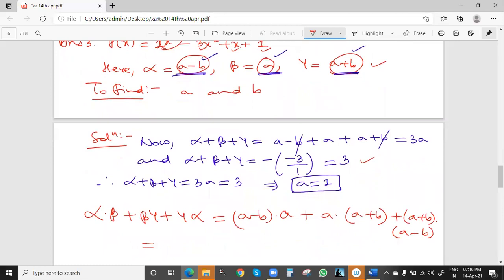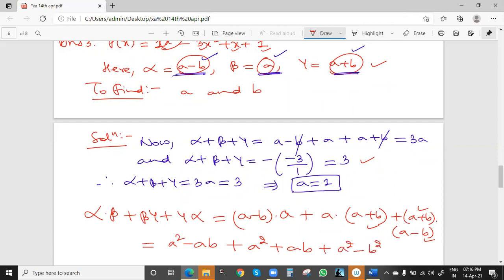Correct. Now we can simplify the equation. Alpha is A minus B, beta is A, gamma is A plus B. Now we can simplify to have A square minus AB plus A square plus AB, because we will open the bracket A into A square minus BA or AB, same thing. Then A square plus AB plus A square minus B square.